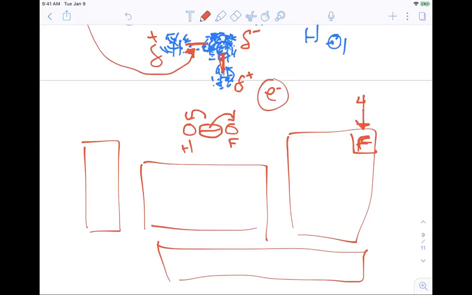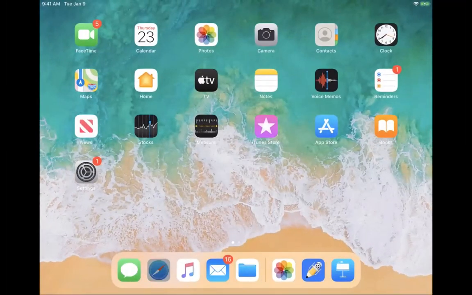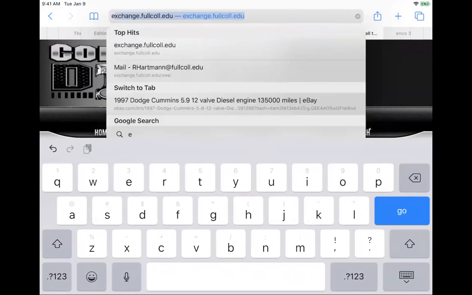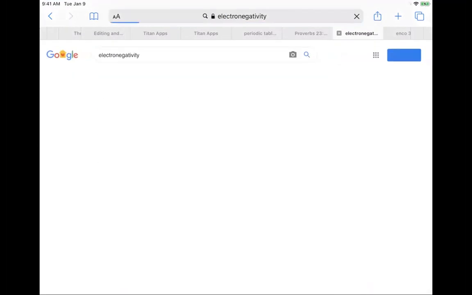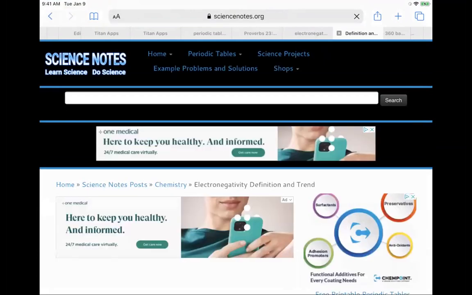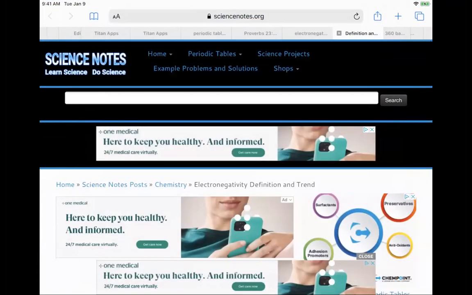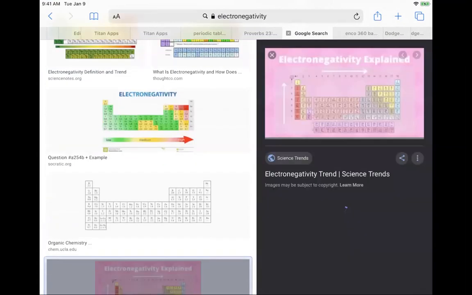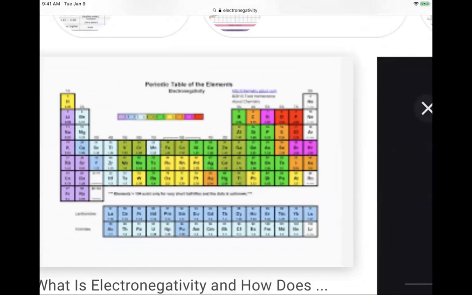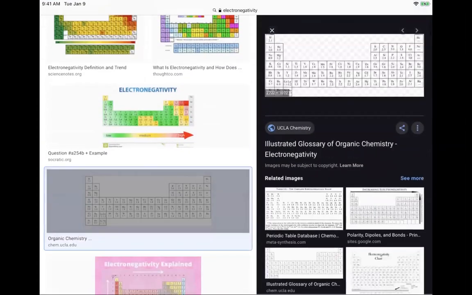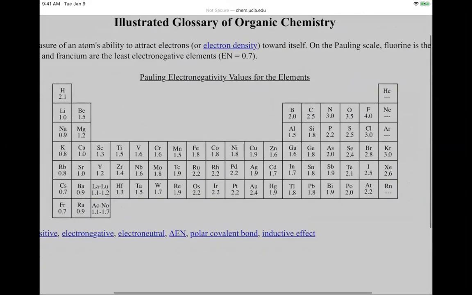It's called electronegativity. What you need to know about electronegativity is you can find it on a table. You can look it up. So if I were to go to Safari and do a quick search for electronegativity, pick this one. It's just a table. Come on, please show it to me. All right, there we go. These are electronegativity values.